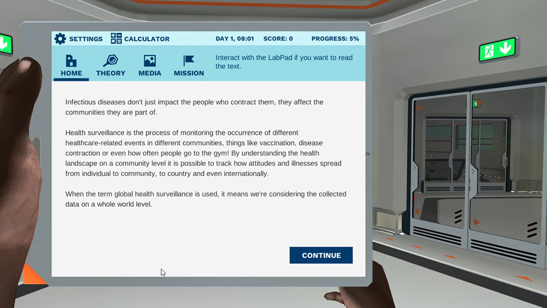Infectious diseases don't just impact the people who contract them, they affect the communities they are part of. Health surveillance is the process of monitoring the occurrence of different healthcare-related events in different communities, things like vaccination, disease contraction, or even how often people go to the gym. By understanding the health landscape on a community level, it is possible to track how attitudes and illnesses spread from individual to community to country and even internationally. When the term global health surveillance is used, it means we're considering the collected data on a whole world level.